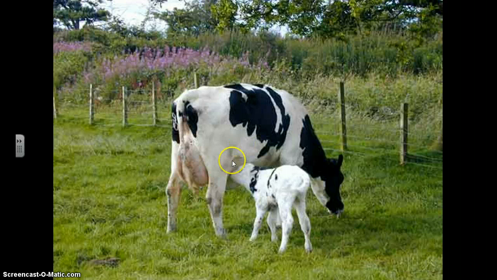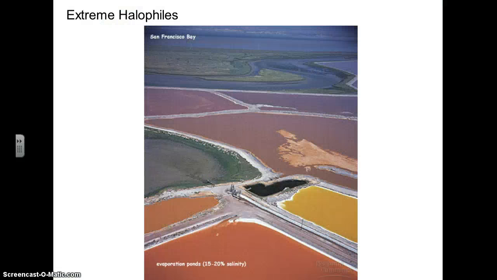You also find them in the stomachs of cows. I don't know if you know, but cows have a four-chamber stomach, and one of those stomach chambers is full of bacteria and other microorganisms that help with digestion. It also means that cows can produce a lot of methane in their flatulence. You also have some archaea that are what are known as extreme halophiles. They live in very salty conditions.